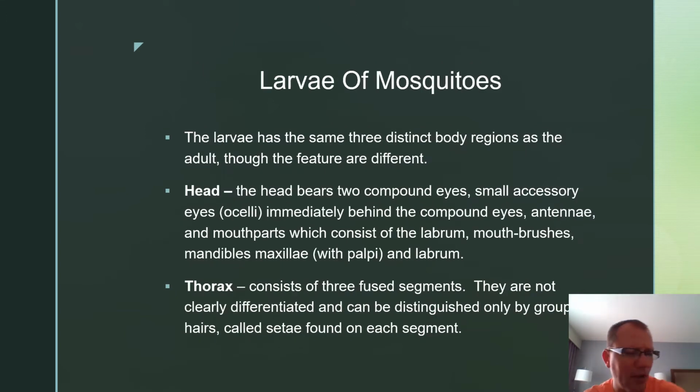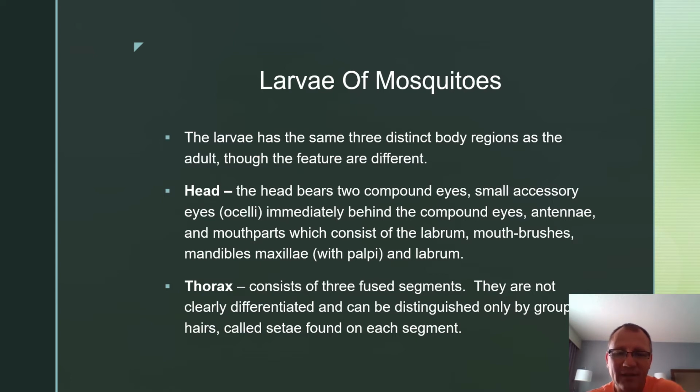Let's take a look at the larvae of mosquitoes. The larvae have the same distinct body regions as the adult, although the features are different. The head bears 2 compound eyes, with small accessory eyes, ocelli, immediately behind the compound eyes. They have antennae and mouth parts, which consist of the labrum, mouth brushes, mandibles, and maxillae with palpi.